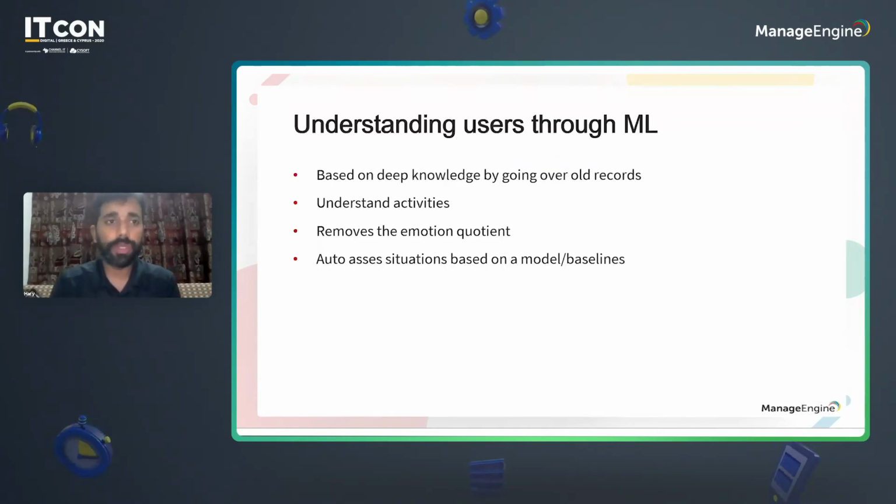Okay, so understanding users through machine learning, with all the cruxes being addressed, all the important points being ironed out. Based on deep knowledge, by going over old records, your machine learning algorithm understands activity. And the most important thing, it removes the emotion quotient.